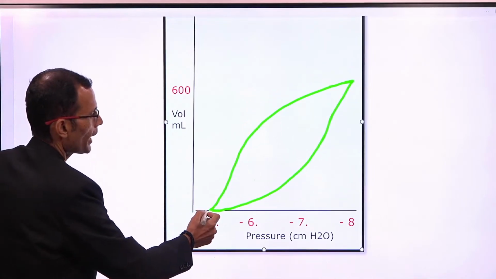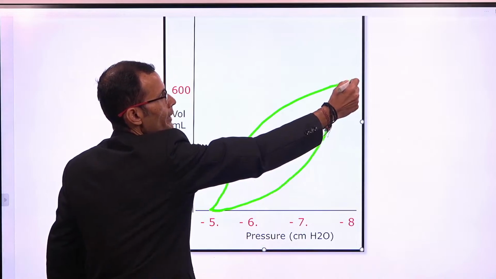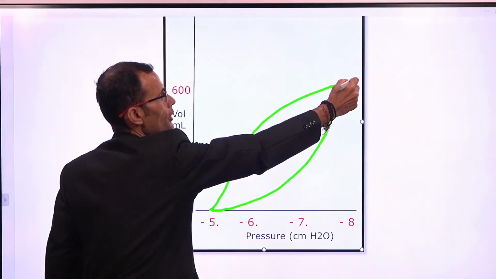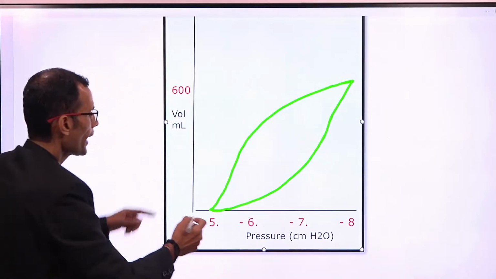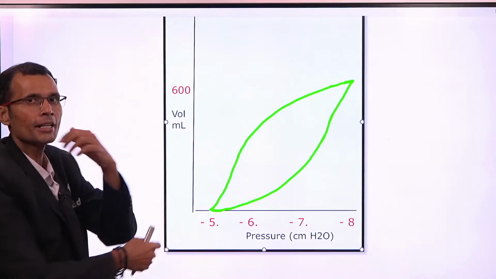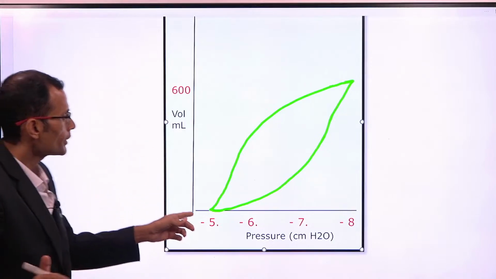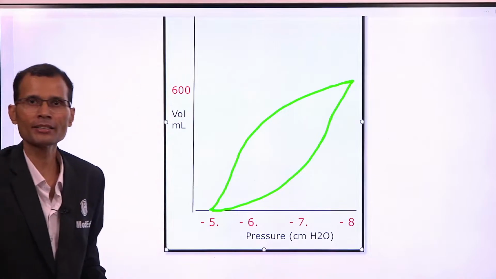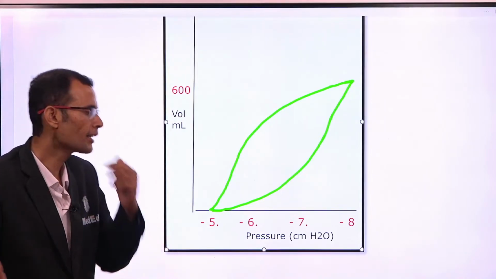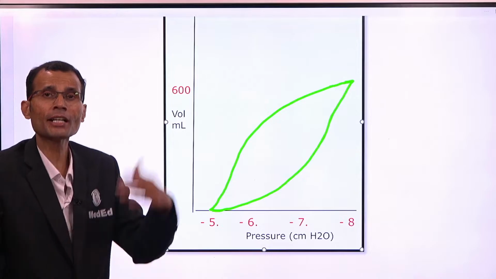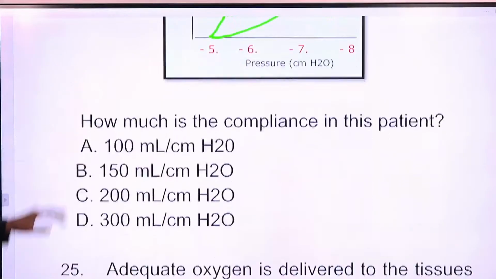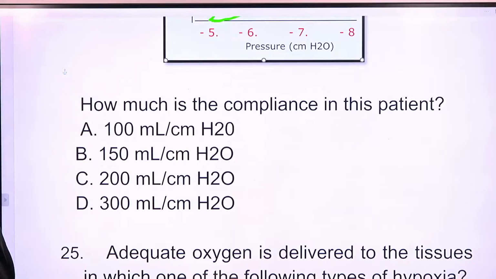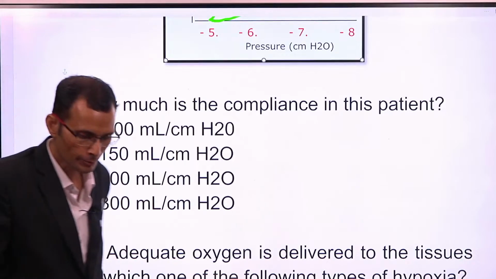देखो ना, -5 से -8 तक गया इंस्पिरेशन. -5 से -8 inspiration completed here at this point. And how much was the volume distension? 600 ml. तो 3 सेंटीमीटर ऑफ वाटर के प्रेशर चेंज के लिए 600 ml का डिस्टेंशन हुआ है. तो 1 सेंटीमीटर ऑफ प्रेशर से चेंज से कितने का डिस्टेंशन होगा? See the options and tell me the answers. Is it 100 ml per cm of water, 150 or 200 or 300?